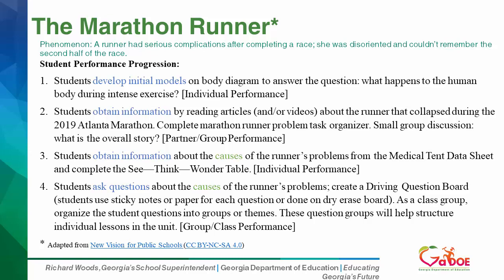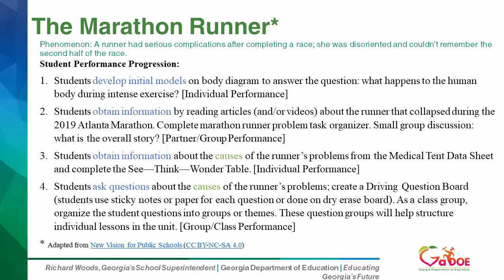So here we see the phenomenon is introduced to the students at the forefront. And one of the first things that students do is they develop initial models about what's happening to the human body when we exercise. Now there might have to be some explanation about what a marathon is or the type of intense exercise that it might require to complete one. But as students move past the initial modeling, they start to obtain information about how that runner could have collapsed and what could have caused those problems.